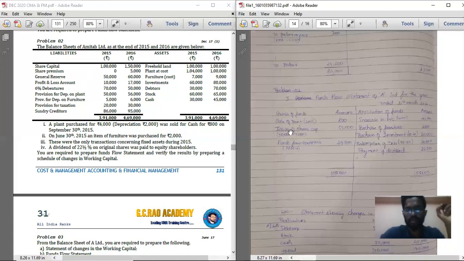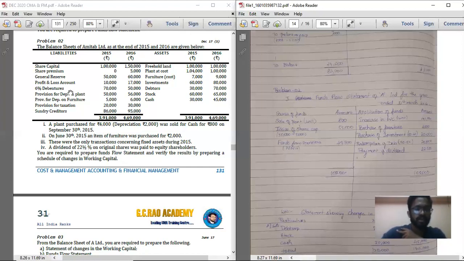So below the sale of land, record, under source of funds, issue of share capital, within bracket 50,000 plus 5,000, which is nothing but 55,000. In the amount column record 55,000. So that is issue of share capital. Then general reserve. Any increase in general reserve should be debited to the P&L adjustment account.